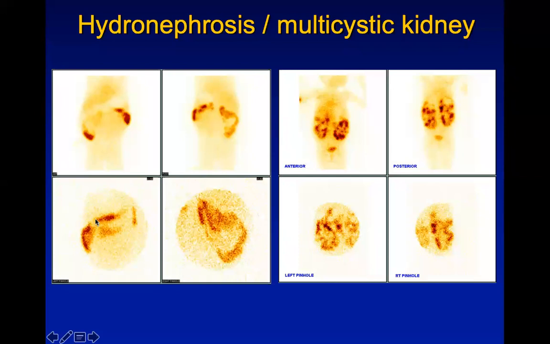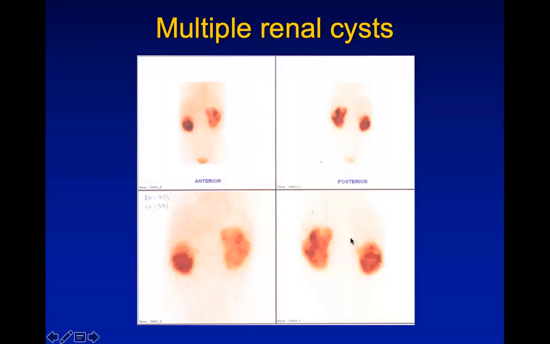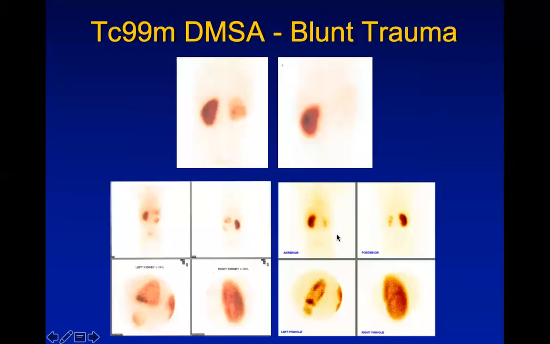But if you have defects in the cortex like this, it's difficult to say whether this is scarring in addition to the hydronephrosis. Polycystic or multicystic kidneys, again, have multiple defects in the cortex. This is a kidney with bilateral multiple cortical cysts. They look the same as the scars. You have defects in the cortical outline.